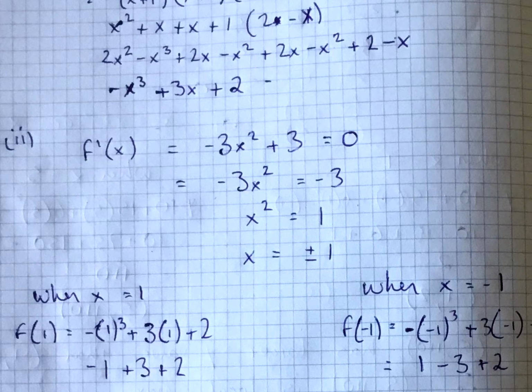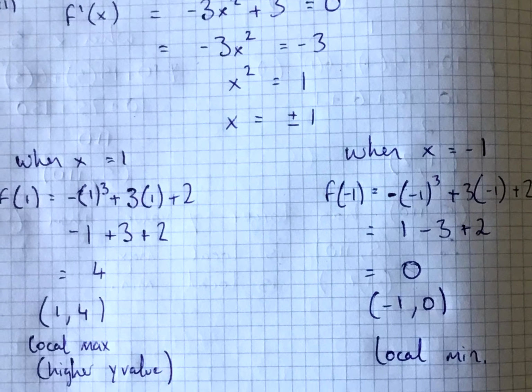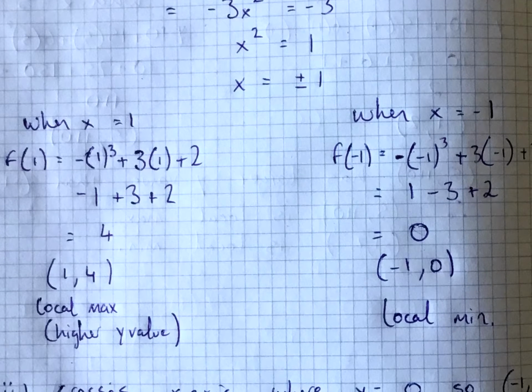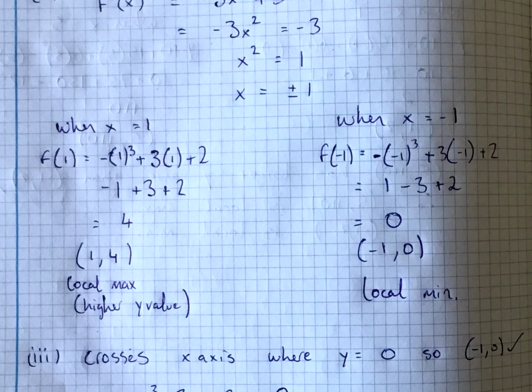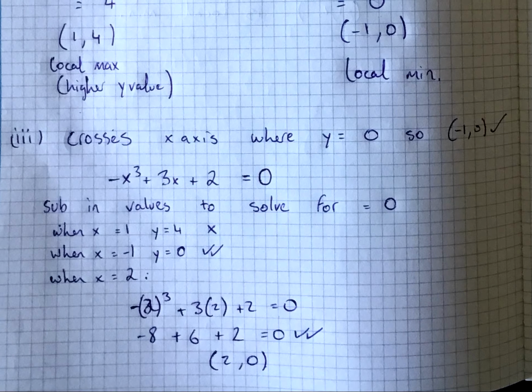I solve for x, and you can see again x squared is equal to 1. That happened in one of the questions earlier on. So x is equal to plus or minus 1. And then I substitute those values in, and I get my local max and my local min. I'm not running through that again because that's what we've just done in the previous question. I can just see that the higher y value is the local maximum point. So 1, 4 is my local max, and minus 1, 0 is my local min.